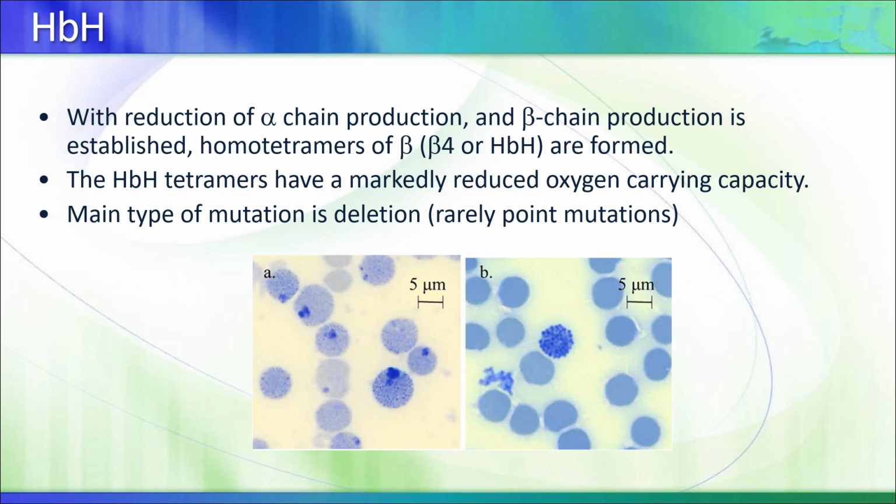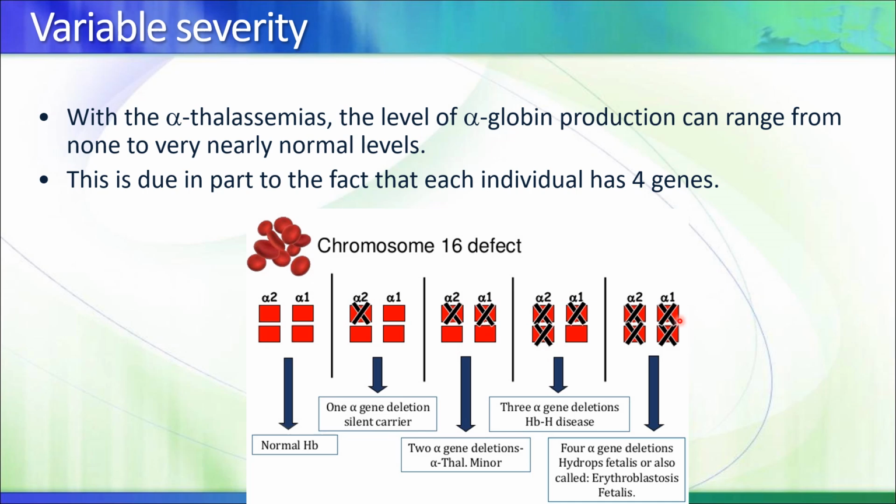The main reason for why a person would have alpha-thalassemia is deletion mutations rather than single point mutations. Now remember that we have 4 alpha genes. We have 2 on each chromosome. So we have a total of 4 alpha genes. So as a result, normal individuals would have all 4 of them being active. There is a probability that one of them would be mutated.